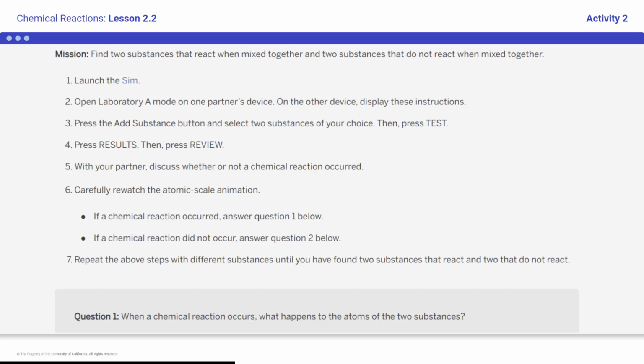You will need to observe 2 instances where a chemical reaction occurs and 2 where a chemical reaction does not occur in order to answer both mission questions. Comparing instances where chemical reactions occur and where they do not will help you determine how substances change into different substances.